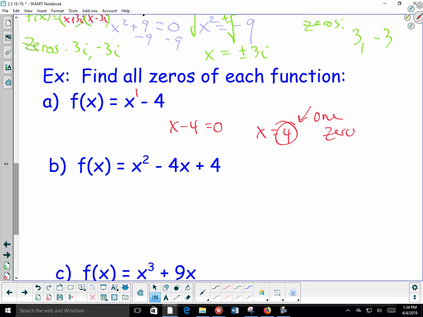Right, how about this next one? X squared plus 4x plus 4. Chris, how are we going to find the zeros here?